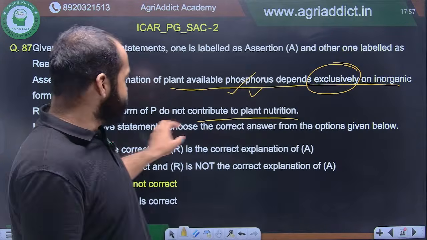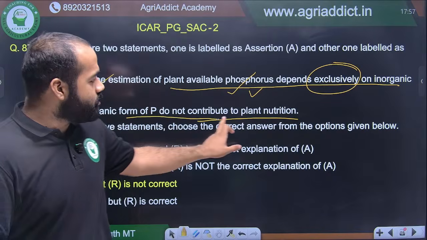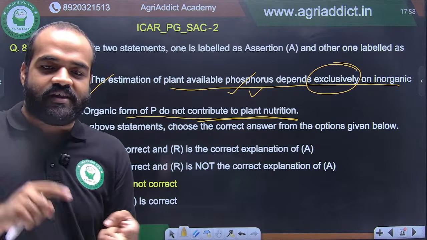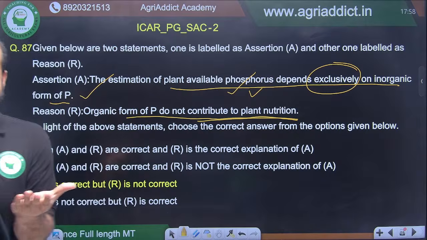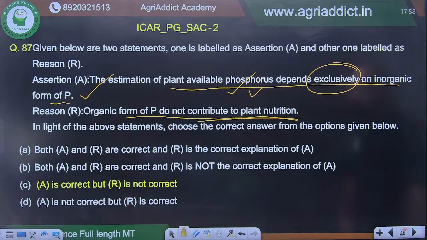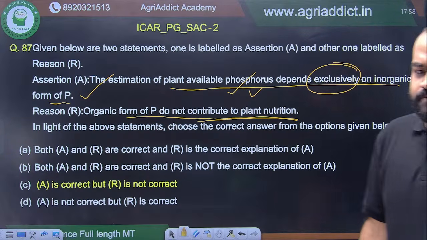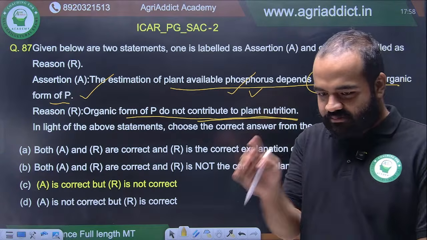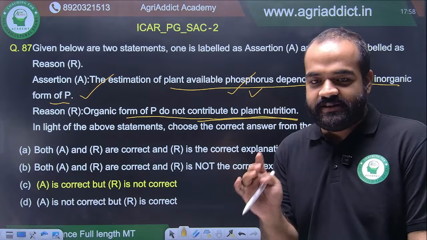The second statement you see, organic form of P do not contribute to plant nutrition, is totally wrong. Organic form of nitrogen, organic form of P both contribute to plant nutrition after mineralization, right? So A is correct, but R is not correct. These questions are a bit controversial, so you should be very, very critical while thinking about them.